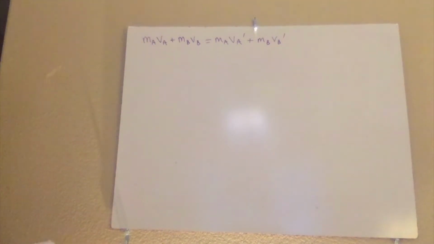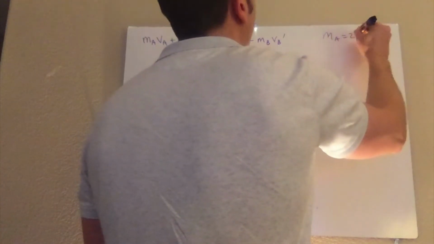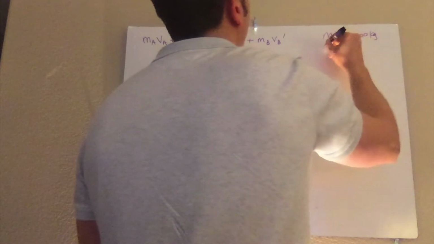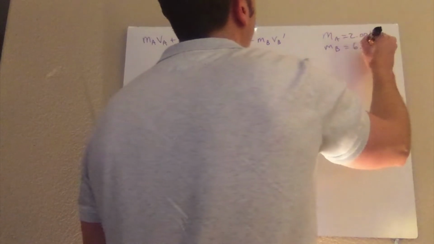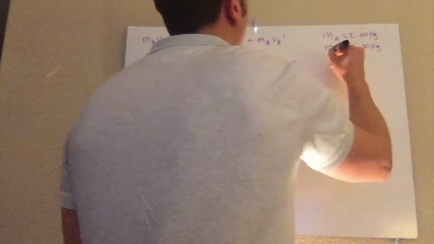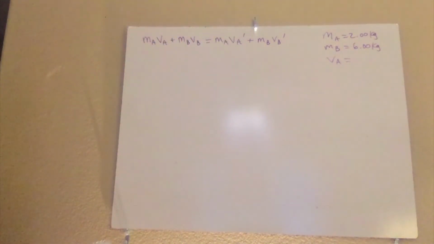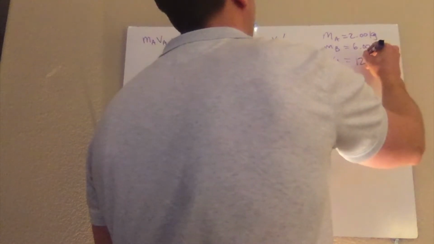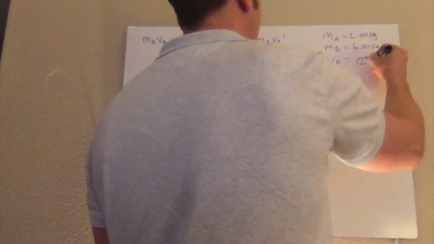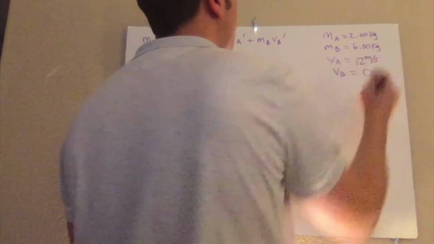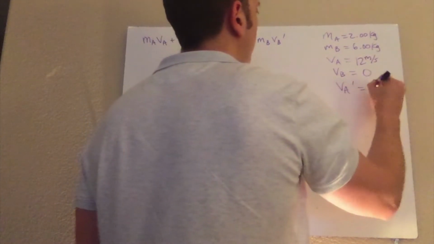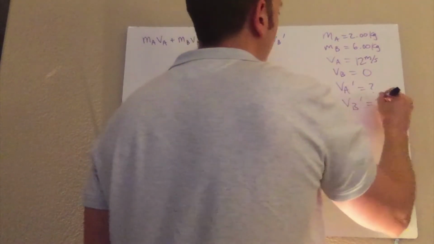Let's write down what we know. Well, first of all, MA, that is 2 kilograms. MB, that is 6 kilograms. VA, that's the initial velocity of object A, was 12 meters per second. And VB, that's the initial velocity of the other object, was 0. What we don't know are the final velocities, VA prime and VB prime. That's the goal.